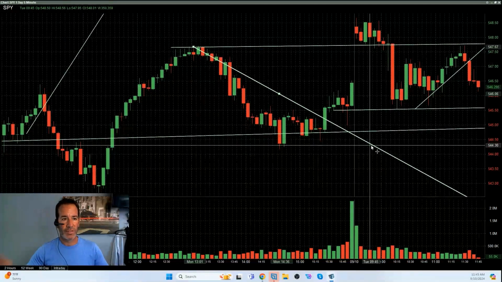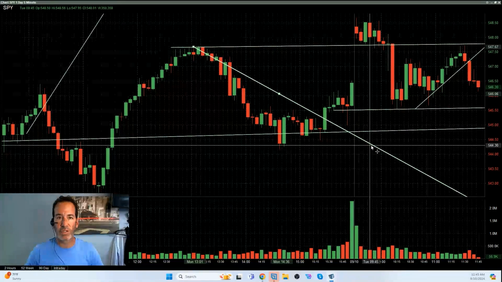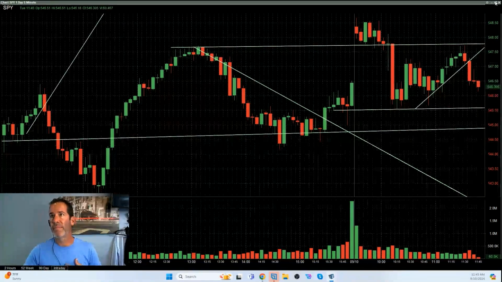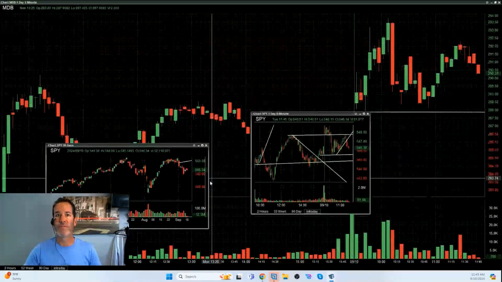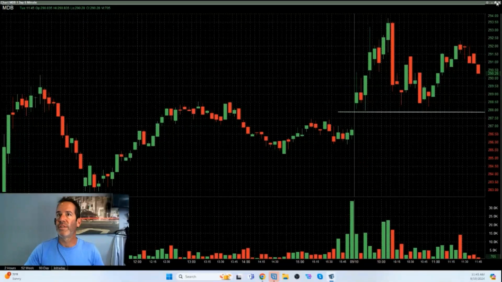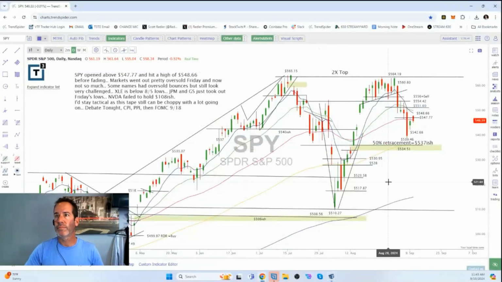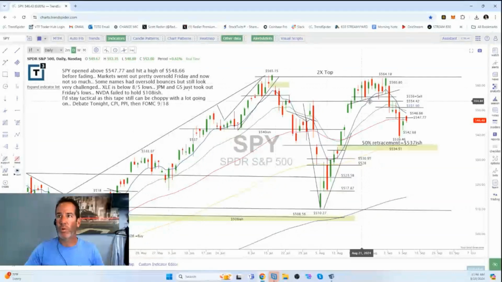So there's so many different ways to draw your charts and do your stuff. But I base most of my decisions off of the daily charts. Like the SPY 547.77 was important, and then it failed to hold, and then the other spots that I had above were right up here.